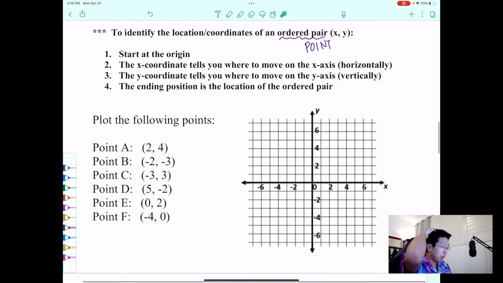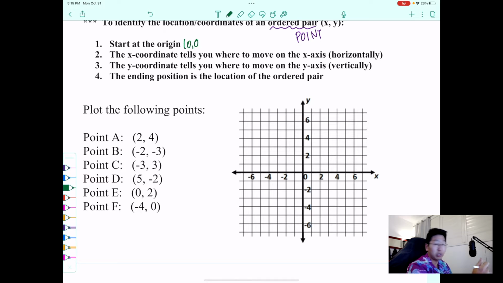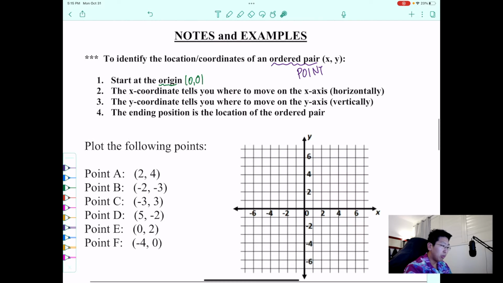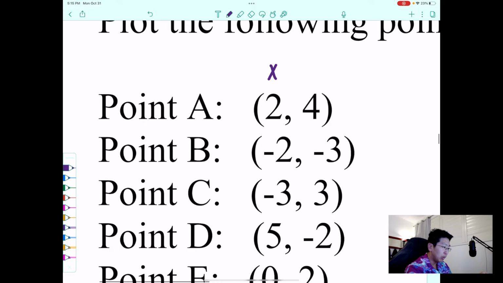And so the order we do things, the steps we do, is we always start at the origin, which is another word for where things start. And so we always start at 0, 0. Okay. And so if you don't know, the origin is at 0, 0. You should be writing down anything I write down. 0, 0. Okay. So that's the origin. We're going to start there. And then the x coordinate tells you where to move on the x-axis. So here in the ordered pair, the x comes first, then the y. So here, this is our x value, 2, and y is our second value, 4.